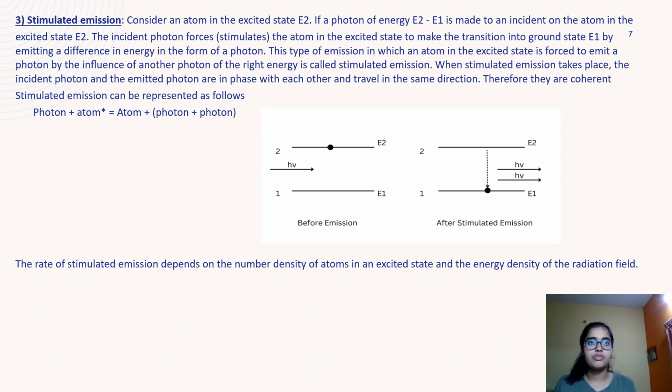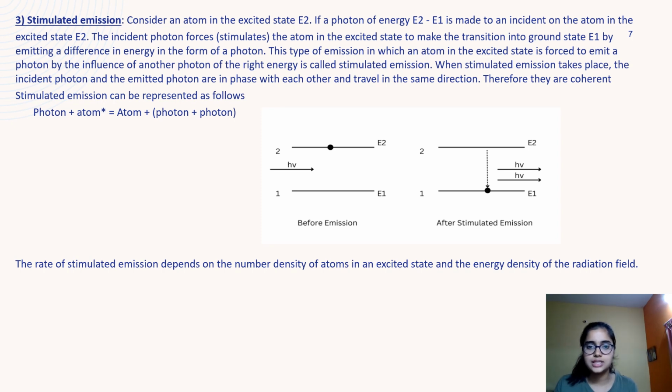In this process, when a photon of the right energy strikes an atom in the excited state, the photon stimulates the atom to come back to its original state by releasing another photon of energy h mu, which was absorbed earlier. Let us consider an atom in the excited state E2. If a photon of energy E2 minus E1 is made incident on the atom in the excited state E2, the incident photon forces the atom to make the transition into ground state E1 by emitting the difference in energy in the form of a photon.